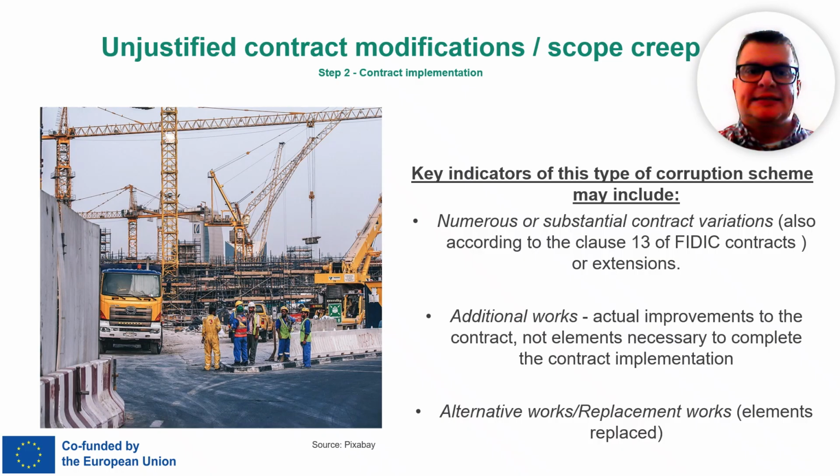So what are the key signs of this kind of corruption? For instance, a lot of changes to the contract or big extensions, especially under subclause number 13 of so-called FIDIC contracts. Also, extra works that look like improvements, but not necessarily needed to finish the original job. Alternative or replacement works, where parts of the projects get swapped out or replaced.